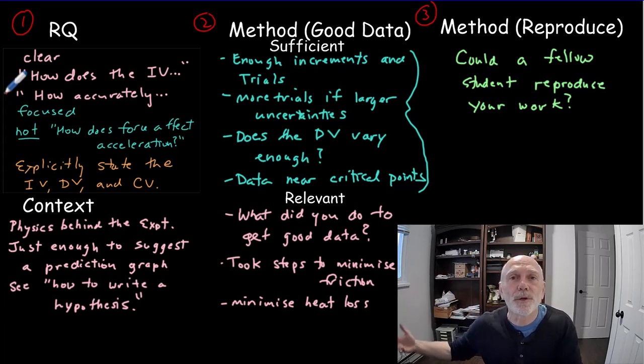And thirdly, in your method, can another student in your class read over your method and then be able to reproduce your experiment? Did you give them enough details so that they can do that? And I think it's a good habit to think of writing for another student in your class rather than for your teacher.